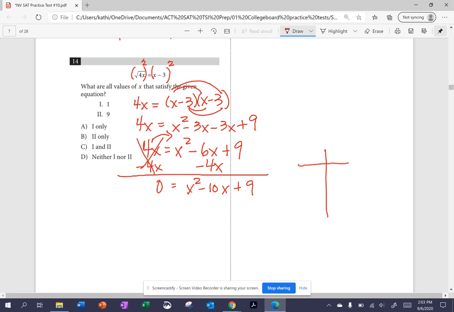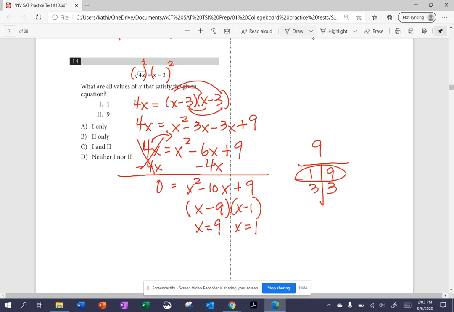So I'm going to factor. What are the factors of 9? 1 times 9 and 3 times 3. They're the same sign, and when I add them together, they're negative 10. So I know I'm using these factors. So this is going to be x minus 9 and x minus 1. So x equals 9 and x equals 1. When I'm done, I have to go back and check these in my original equation.